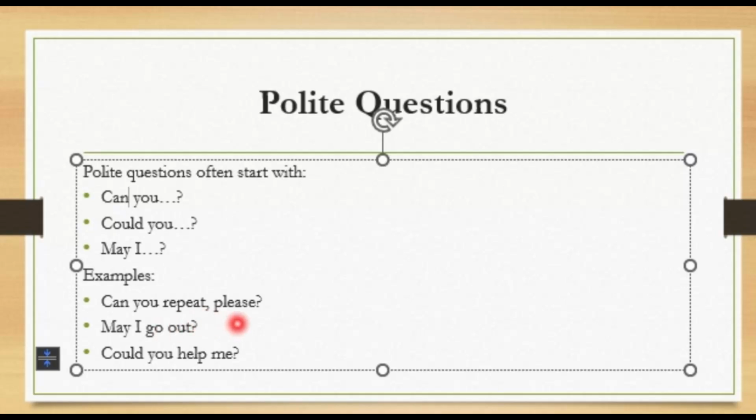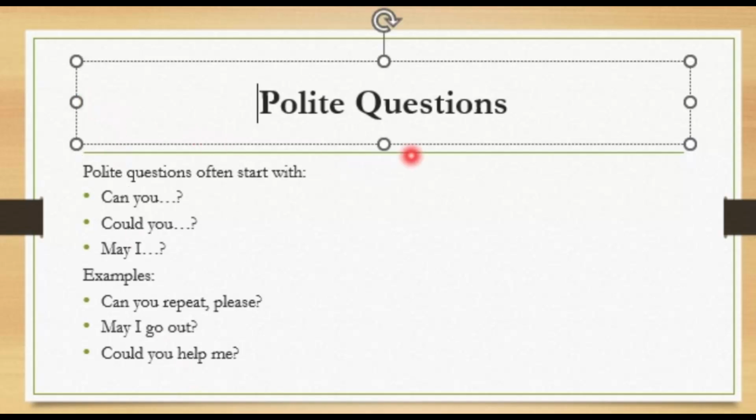For example, can you repeat please? Is a request. It's a polite request. We put please here. And then may I go out? May I go out is a very polite one. People don't usually use it. But when we want to show our politeness, we can say may I go out? And could you help me? Can you help me? And could you help me, the same? But could is more polite. So these questions sound soft and polite. So this is about polite questions.